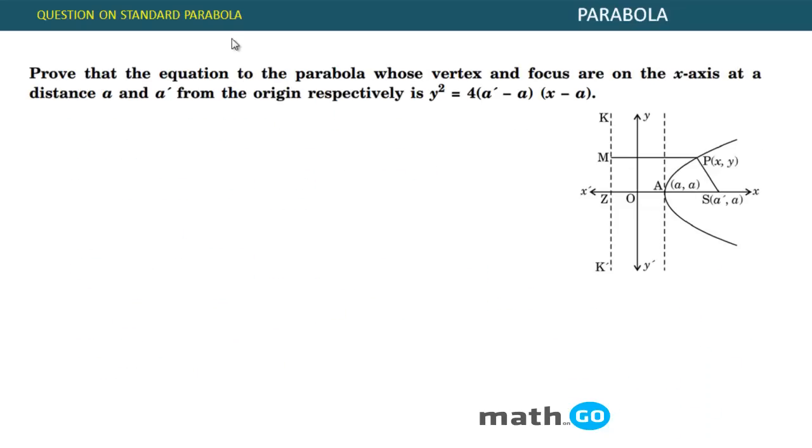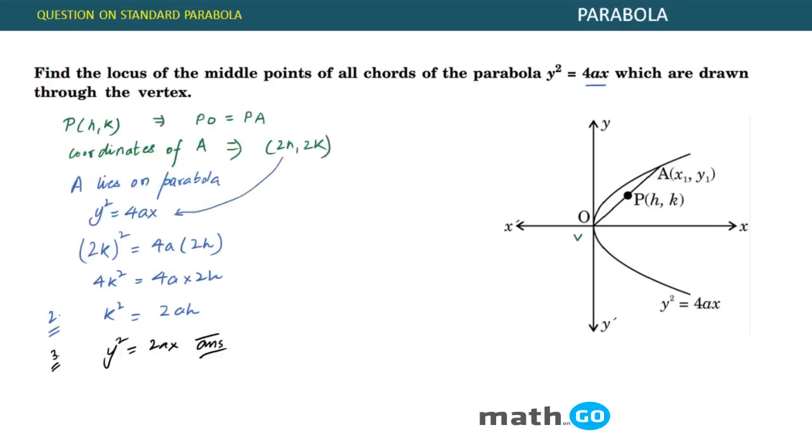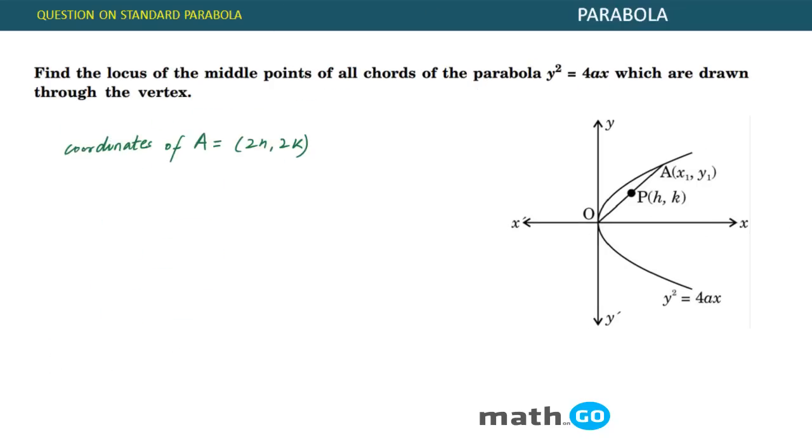It says, prove the equation of the parabola whose vertex and focus are on the x-axis at a distance a and a dash units from the origin respectively. Right? Let me again make the diagram bigger for you. Okay, so we know now the coordinates of A, but where does this A point lie? Can I say A lies on the parabola? Because we know that A lies on the parabola, that is for sure.